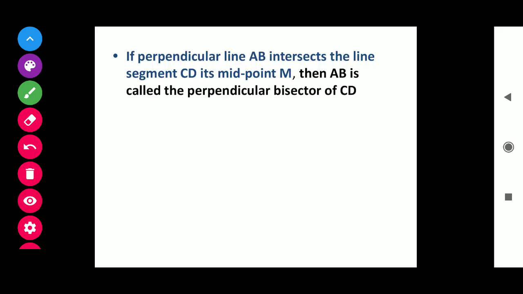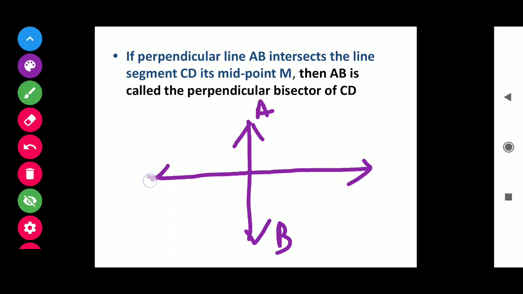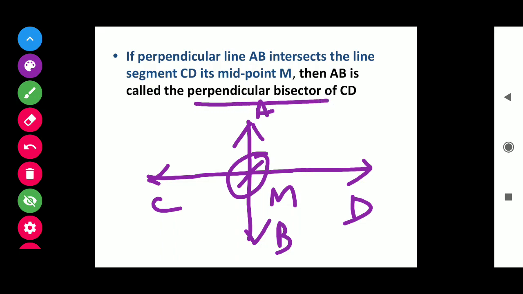If a perpendicular line AB intersects the line segment CD at midpoint M, then AB is called the perpendicular bisector. I have this line AB and this CD, and they meet at the common point M. So this point M is the midpoint, and then it is called a perpendicular bisector.